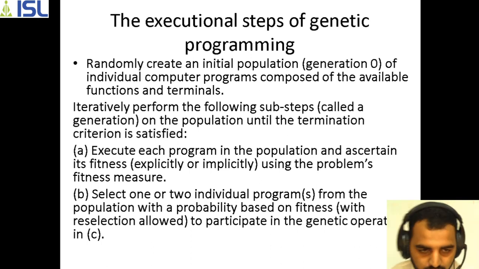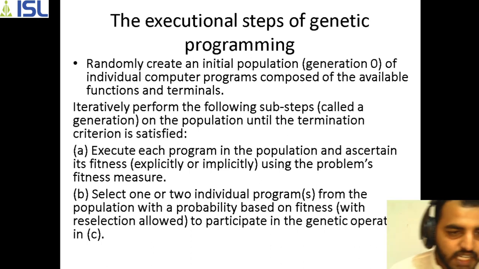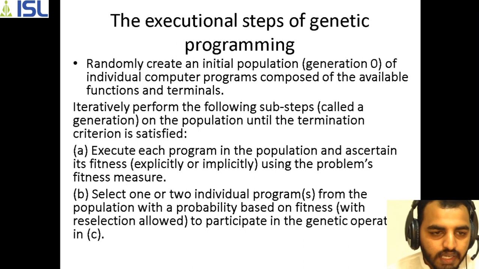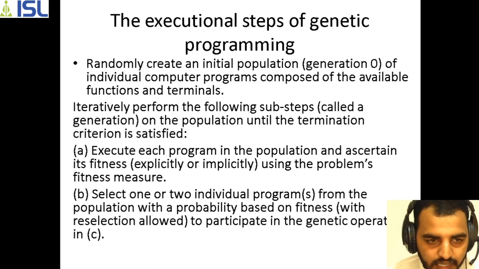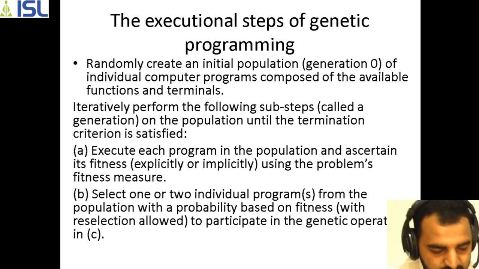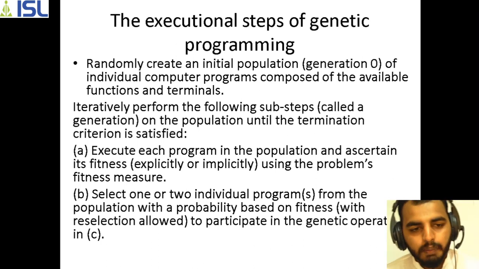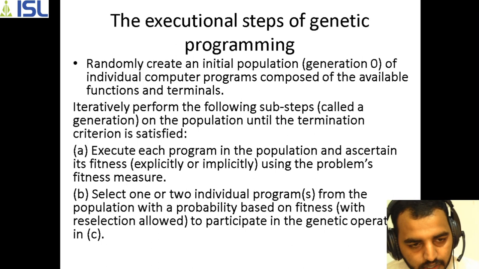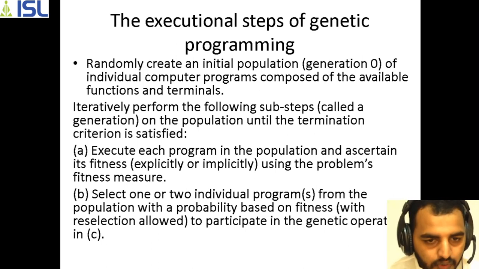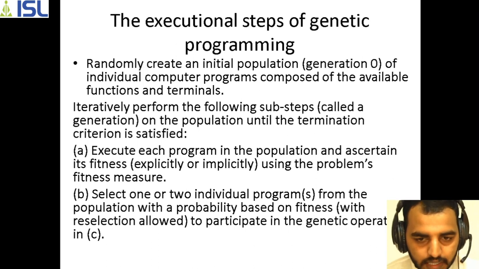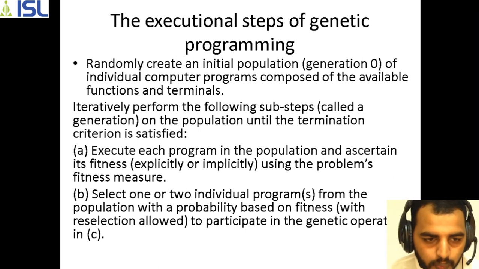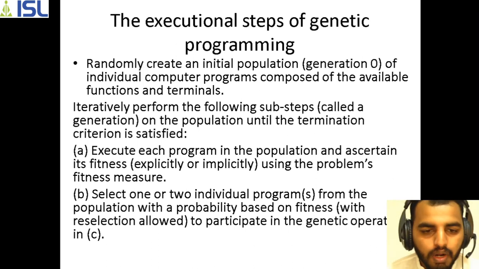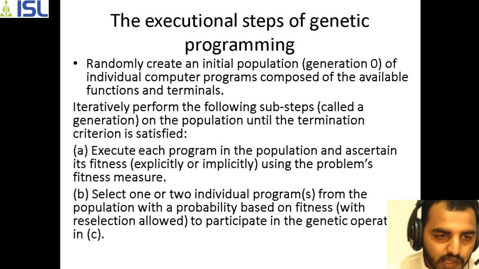How is it satisfied? This is satisfied with reference to the following. The first one is to execute each program in the population and ascertain its fitness, implicitly or explicitly, using the problem's fitness measure. The next one is to select one or two individual programs from the population with a probability based on fitness, with reselection allowed, to participate in the genetic operation.